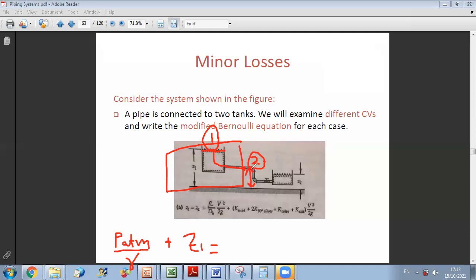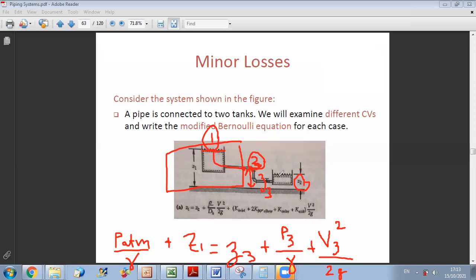So let us call this our Z2 now. Of course it's different from this one. If you do not want to be confused, let us call this point 3, and this will be Z3. So Z3 plus the pressure at point 3 over gamma. And here, since the cross section is small, you cannot neglect the velocity term, so you should add plus V3 squared over 2g, where V3 is the velocity at the streamline, which is the center line of the duct.